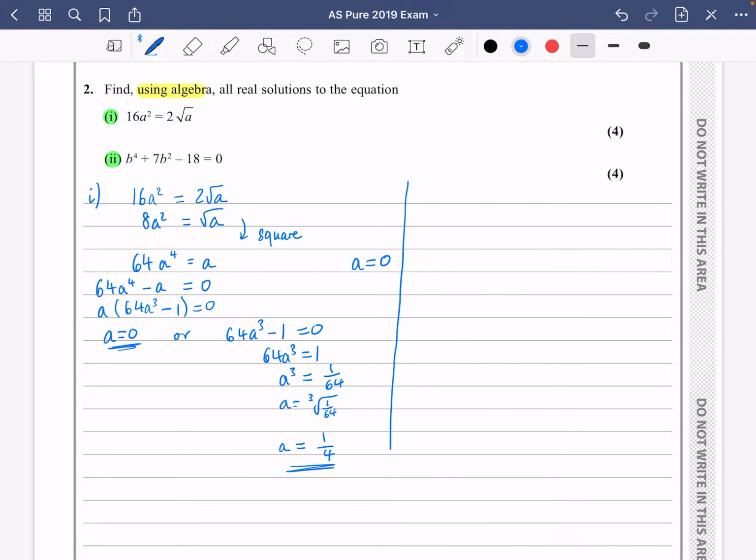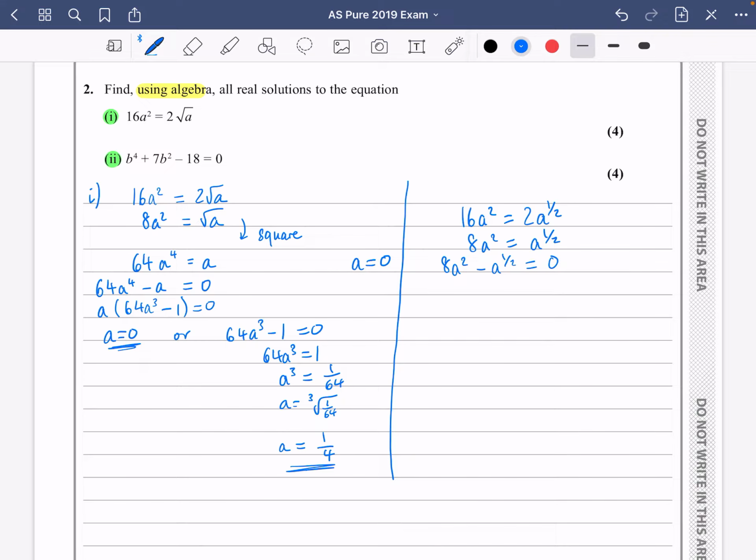Now, you may like to see an alternative way that you could have done this question, and this could actually be done using powers as well. So I have 16a squared equals 2, and instead of the square root of a, I'm going to say a to the half, like this. Now, if you'd like to, you can still divide both sides by 2, so you have 8a squared equals a to the half. And then you could again bring everything over to one side, so we have 8a squared minus a to the half equals 0.